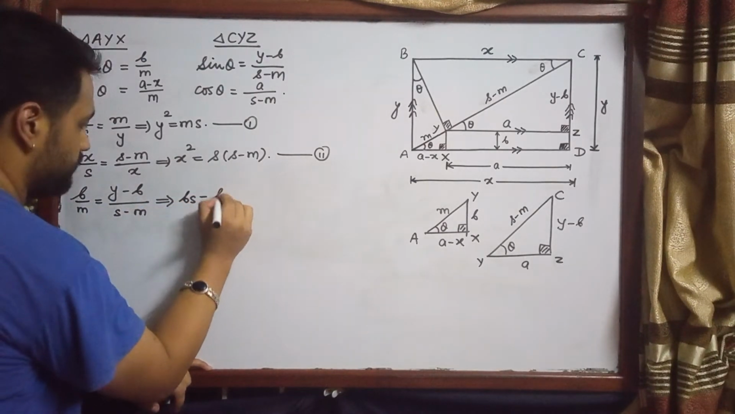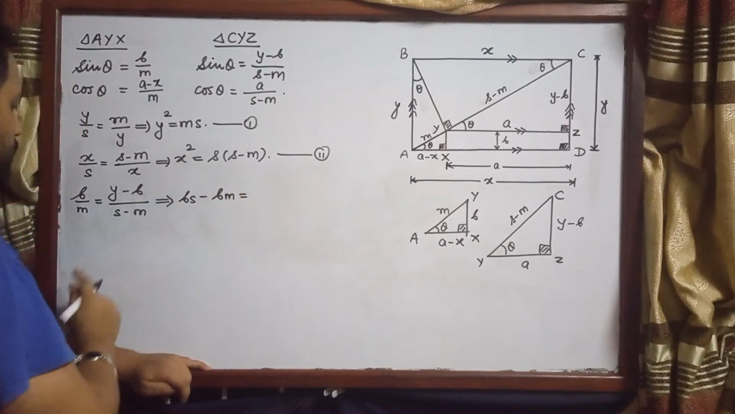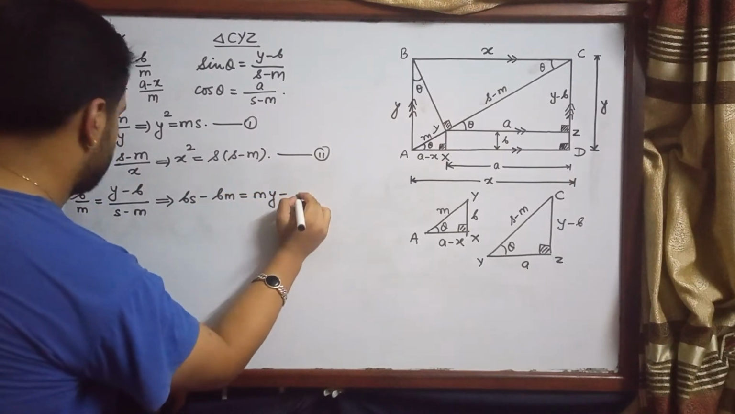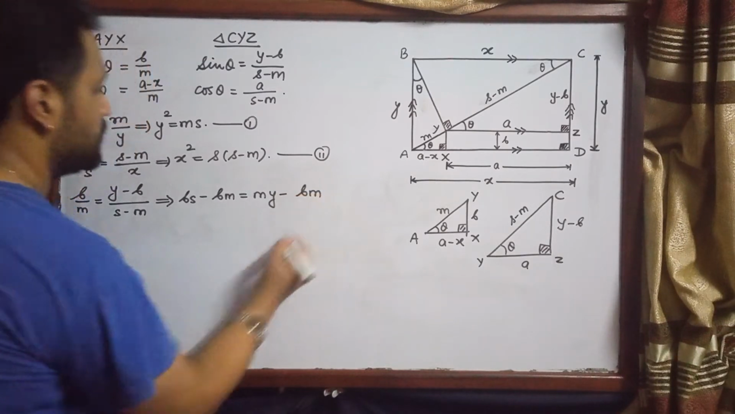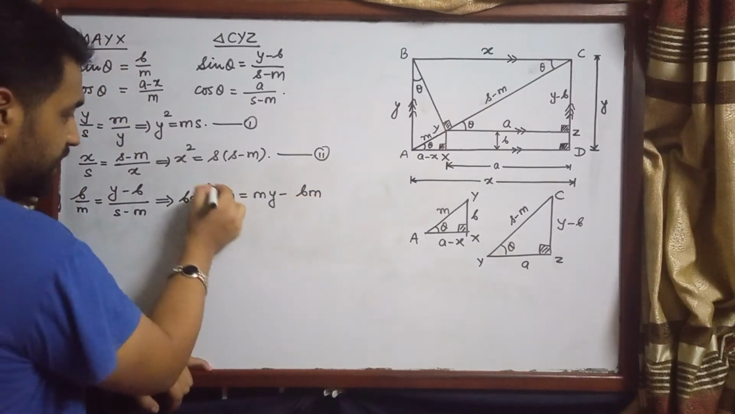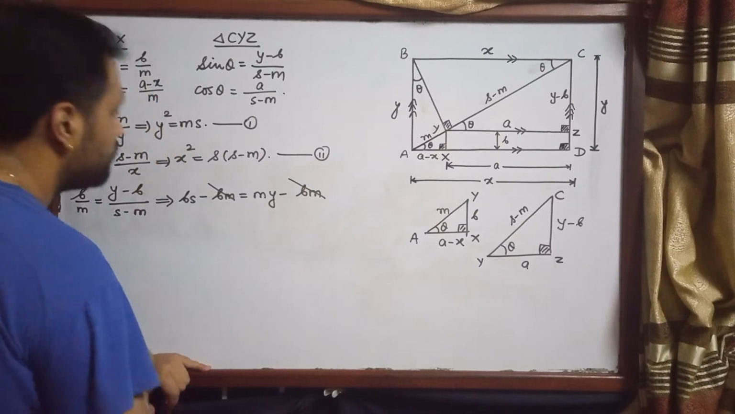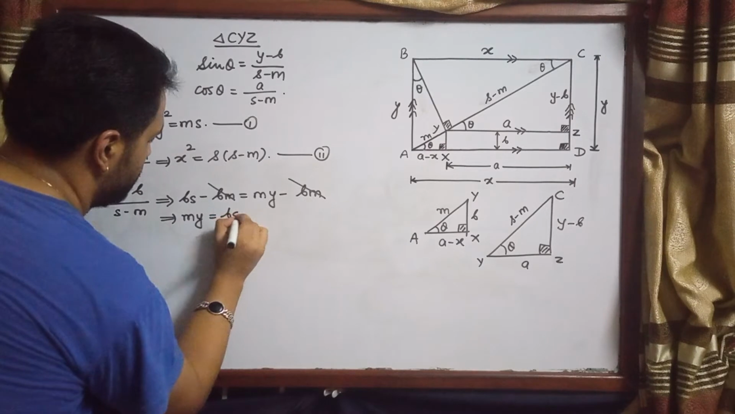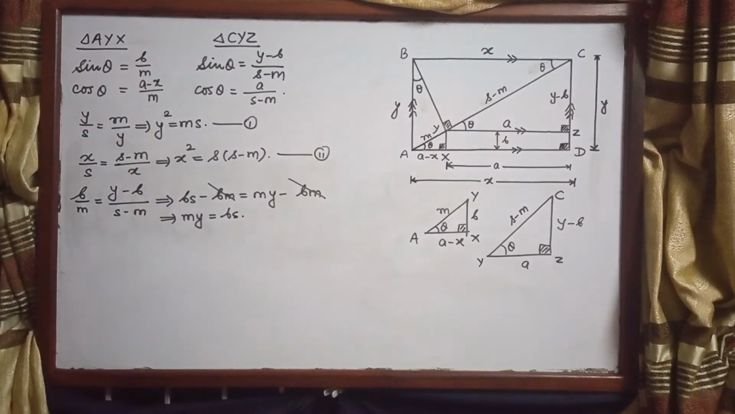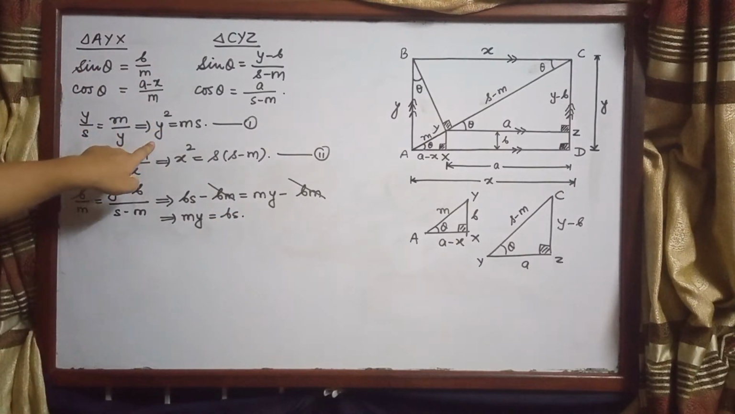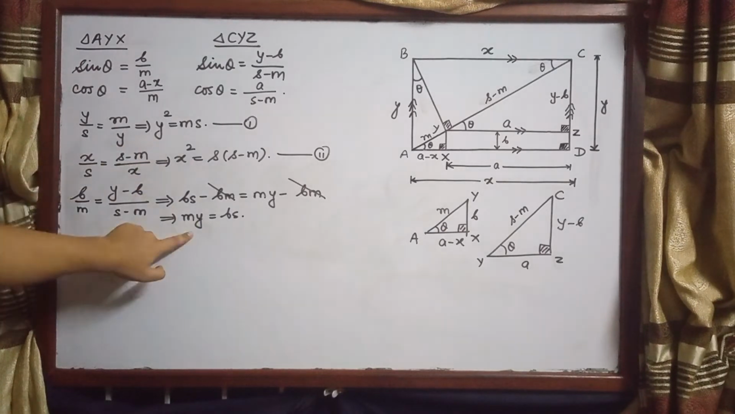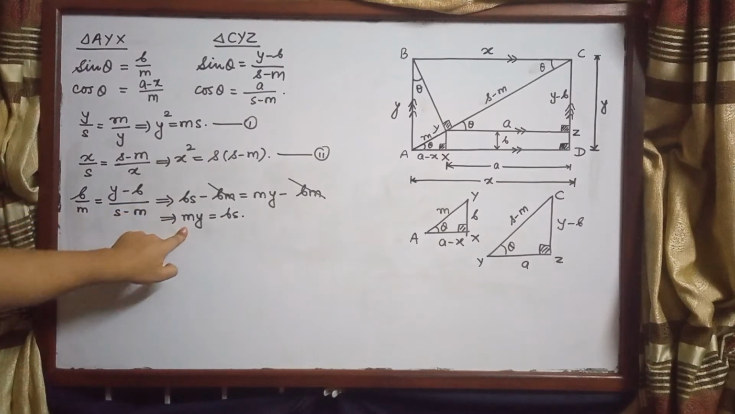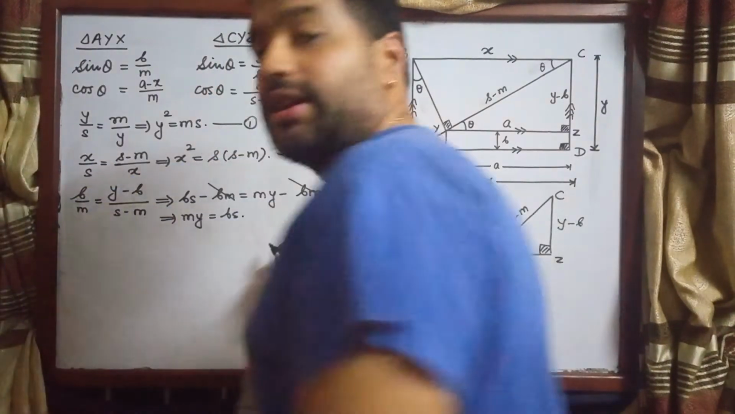bs minus bm is equal to my minus bm. So we can cancel out minus bm with minus bm, which gives my to be equal to bs, right? But we have the value of y squared, and we're getting y over here. So let's square this equation, okay? Let's square this equation right here.